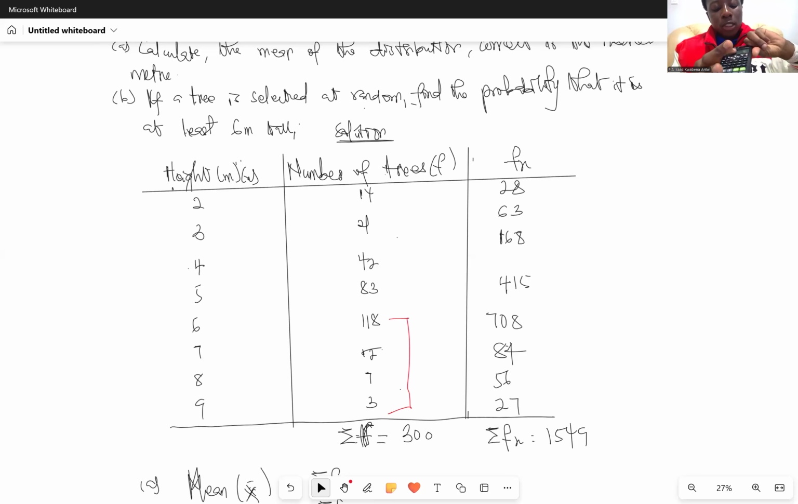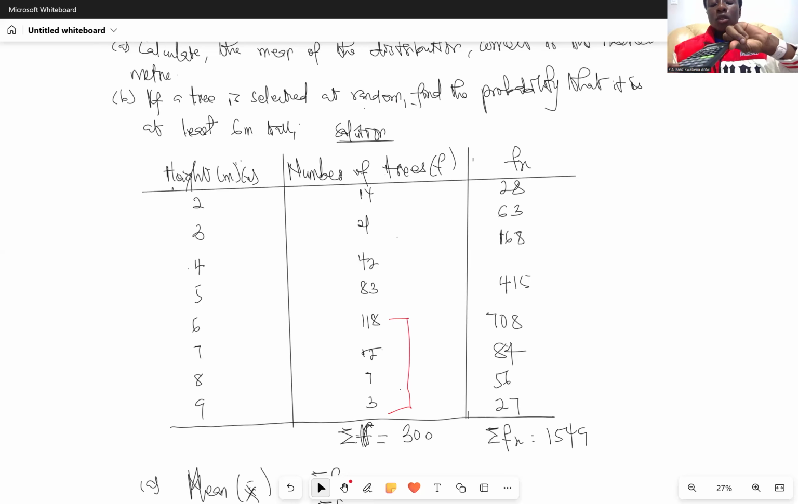You will see sigma x there, right? That sigma x there actually means sigma fx. In a frequency distribution table, that sigma x there means sigma fx. So meaning that sigma x squared means sigma fx squared. Okay? And we'll come to that. It's used under standard deviation.